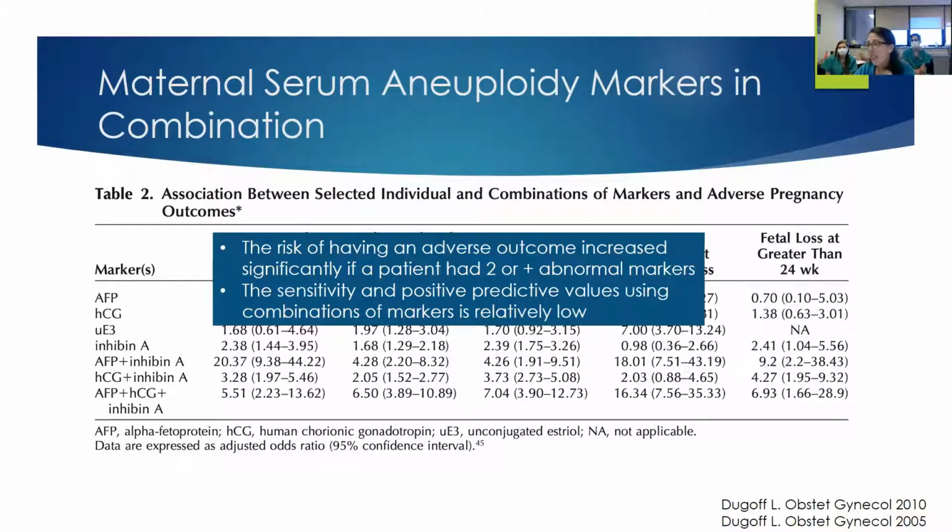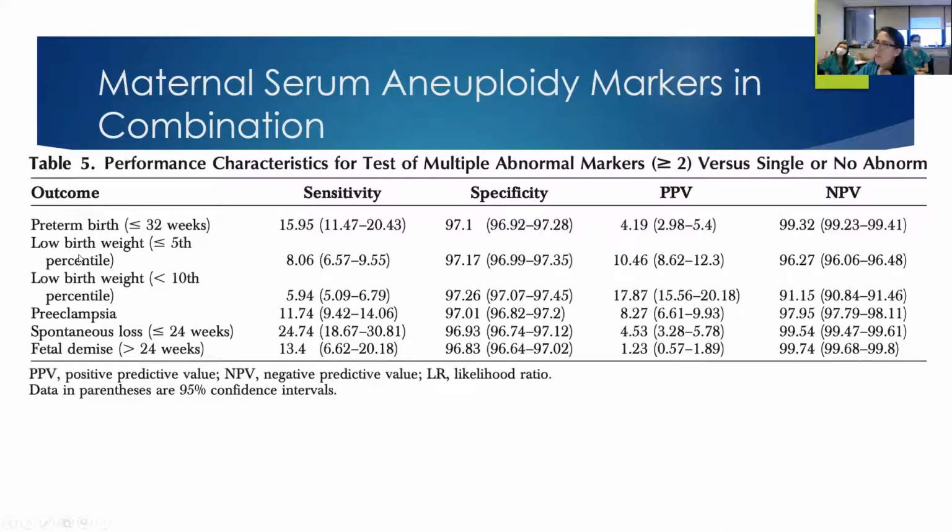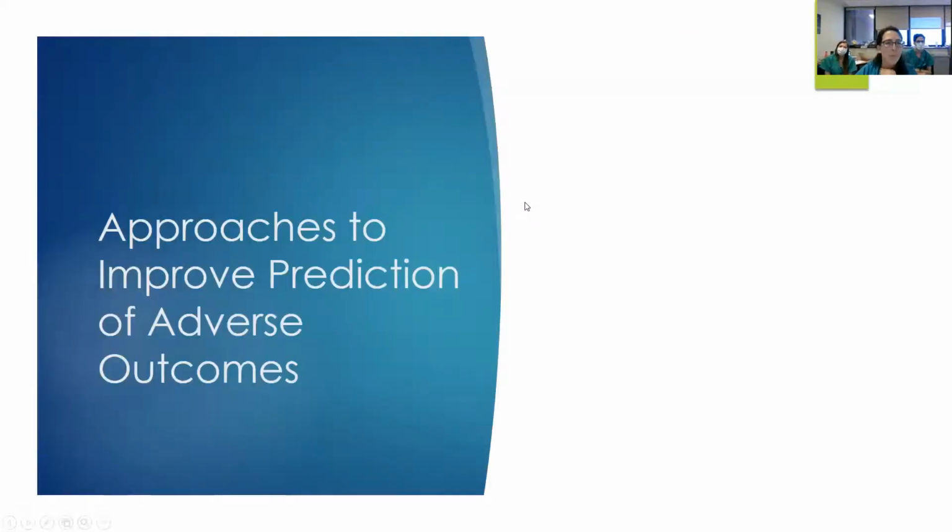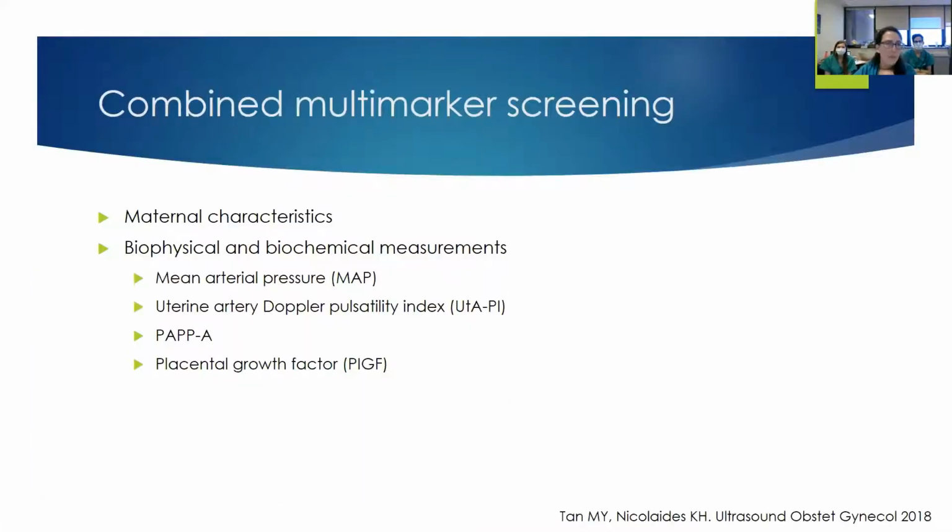And the sensitivity and positive predictive values using combination of markers is relatively low. As we can see here, for the different outcomes on this slide, the sensitivity is low and the positive predictive value is low.